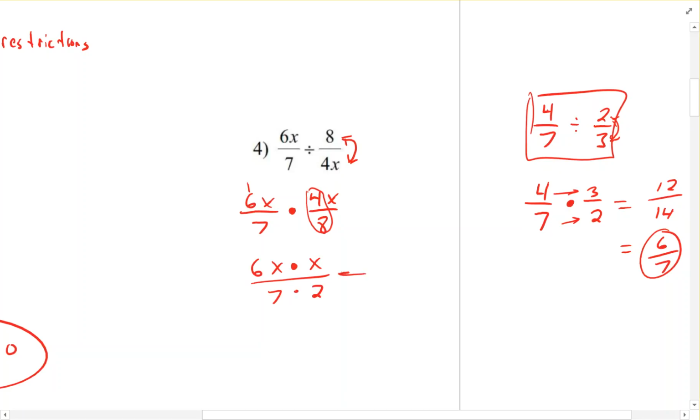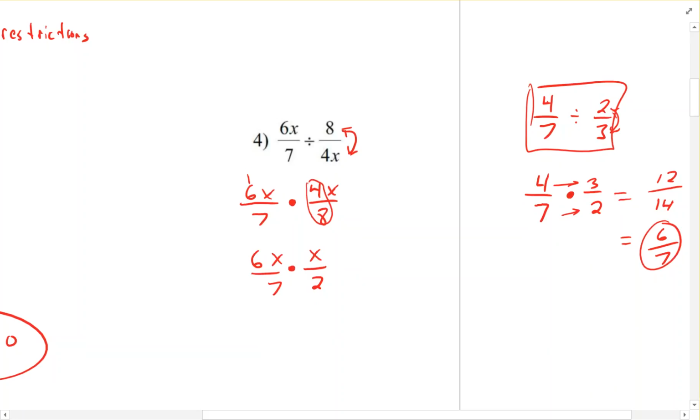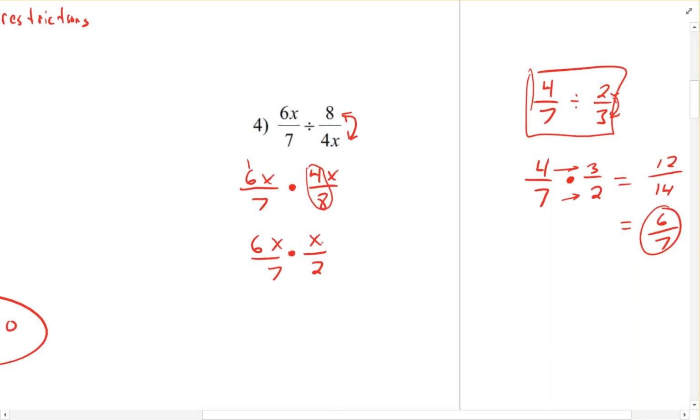And I drew this line in the bottom straight across. It didn't matter. I could have also just kept it looking more like it was before. It could have been 6 over 7 times x over 2. Same thing, right? And if you want to do that, now we can probably simplify this without having to cancel anything again. So this would turn into 6x times x is x squared over 14.